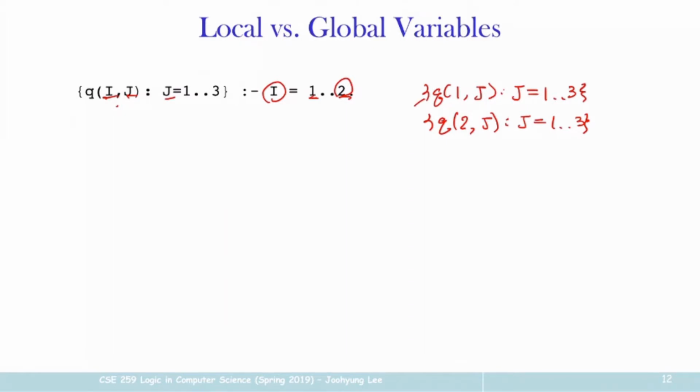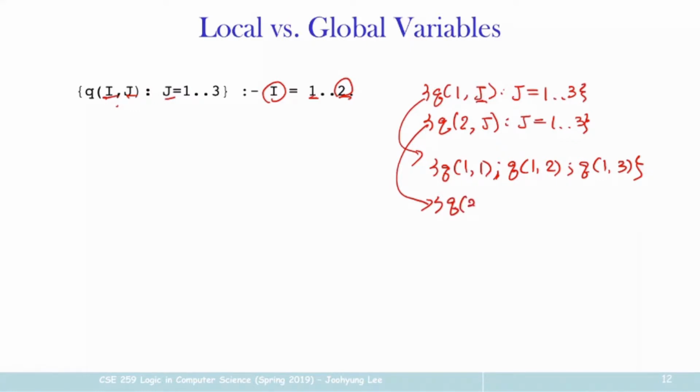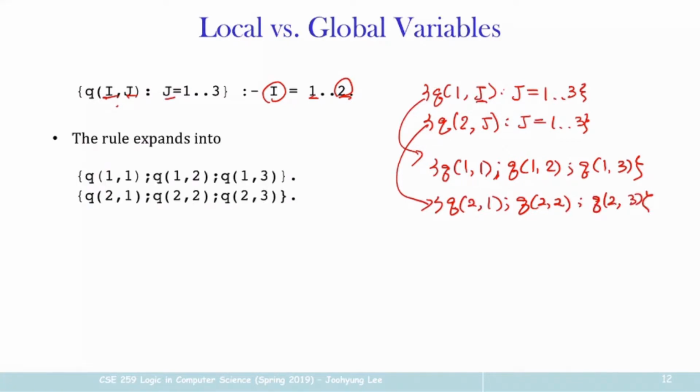So the first one here expands into q of 1 comma 1. Remember, j goes from 1 to 3. So we have 1 comma 2, 1 comma 3. Okay, the second rule does the same, but here 2 comma 1, 2 comma 2, 2 comma 3. So this is what you get. Okay, remember when you have both local variable and global variable, try to ground the global variable first and then do the local variables. Then you will get the ground instances. Okay?